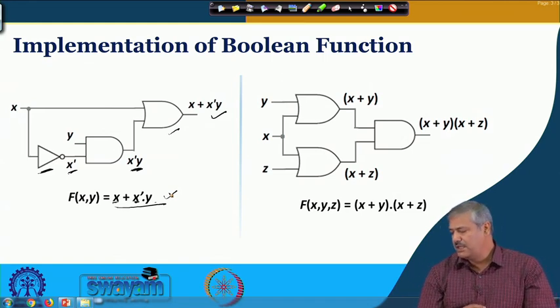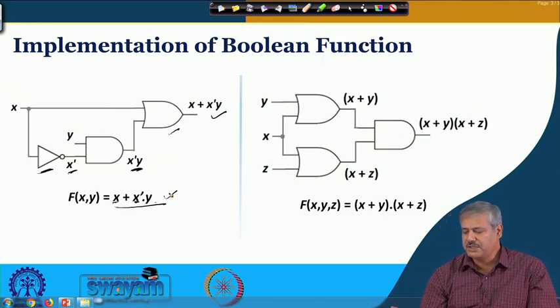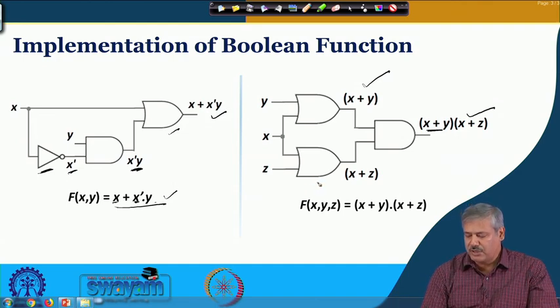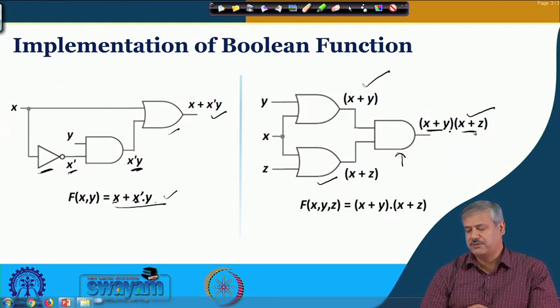Similarly, the other relation that we had seen, this is x plus y ANDed with x plus z. To achieve x plus y, we need a 2 input OR gate. This is an OR operation. To achieve x plus z, we need another 2 input OR gate, another OR operation. Finally, these two are getting ANDed over here. So, a 2 input AND gate is required, and finally, at this place we get x plus y ANDed with x plus z.